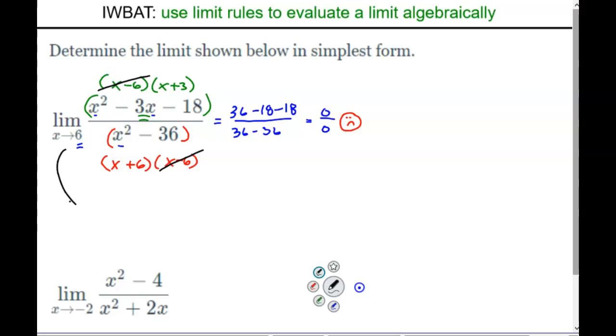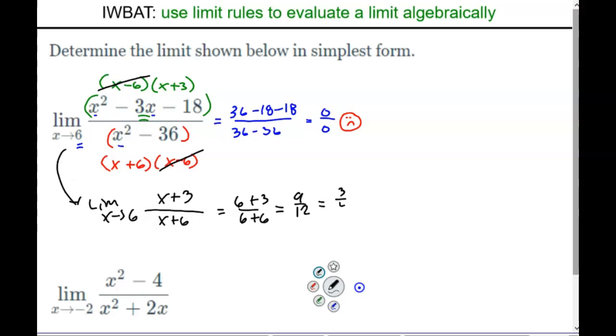So this limit can really be written as just x plus 3 over x plus 6. We just reduce out that common factor, and now direct substitution will work, because 6 plus 3 over 6 plus 6 is 9/12, which divide by 3, we get 3/4.